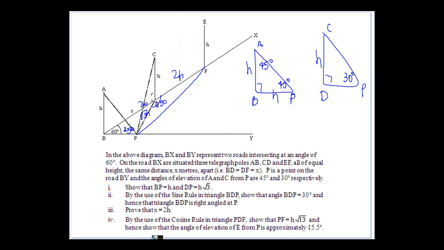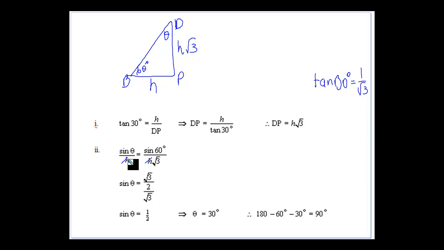For part 2 of the question, we're saying we're going to use the sine rule on triangle BDP and show the angle is 30 degrees. Hence the triangle is right angled at P. So if that's the case, we'll apply the sine rule there. So we've got 60 degrees there, so H root 3 in the sine 60, and the H and theta that we want to use. So sine theta would equal the root 3 on 2, which is the sine 60, over root 3, and the H's would have cancelled. Sine theta is a half, which means theta is 30 degrees, which means we get a right angle triangle with 180 minus the 60 minus the 30 means it's going to be right angled in there.